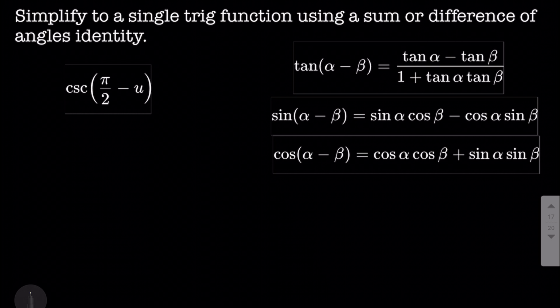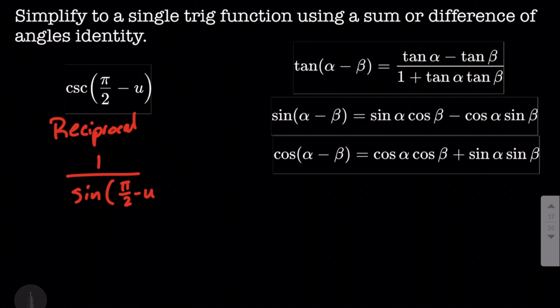Okay, in this example, we're getting used to using our sum and difference formulas for sine, cosine, and tangent, but you may notice we're trying to find what is cosecant of a difference. So to get going on this, instead of bringing up a new formula, what I'm going to think of is our reciprocal relationship between cosecant and sine. So reciprocal identity is going to allow us to replace cosecant of pi over 2 minus u with 1 over sine of pi over 2 minus u.